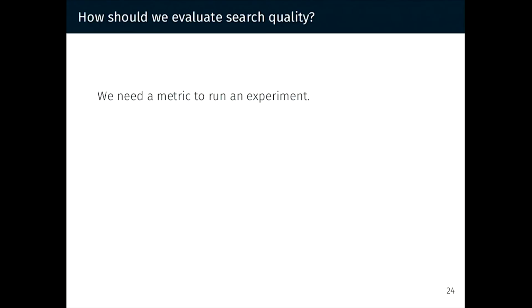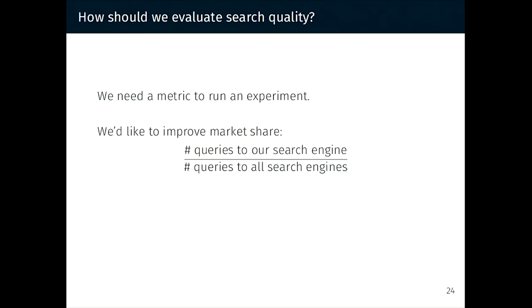So we need a metric. With any experiment, we need a metric. We need a single number that we can use to measure how good the outcome was for each of the two different versions. This is an example taken from that same researcher at Microsoft that I'm taking all my examples from. We'd like to improve market share. And so market share we might think of as the number of queries sent to our search engine, say in a month, divided by the number of queries to all search engines out there. And this is a key number we'd like to improve. But of course we can't measure the denominator, so maybe we'll just use the numerator as a proxy.